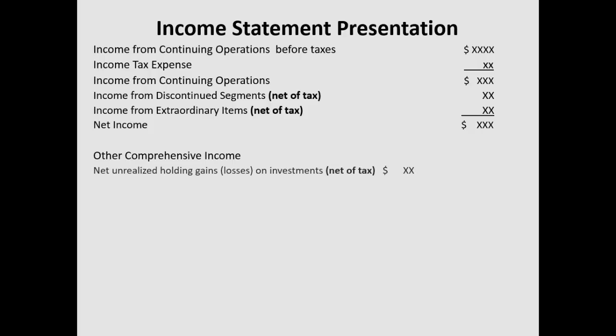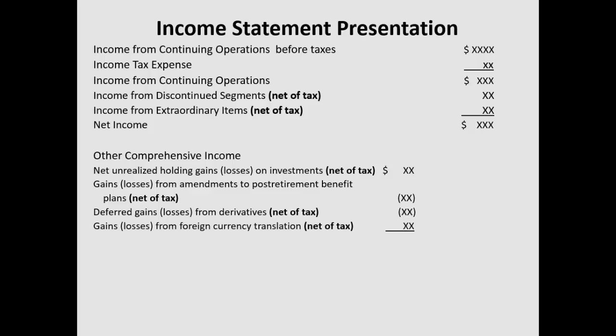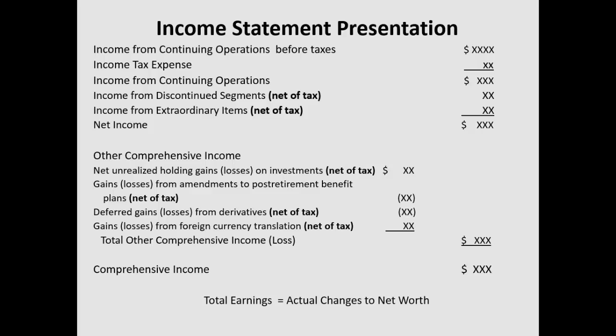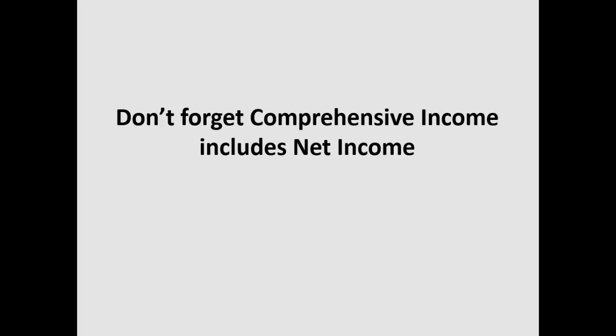Then you show other comprehensive income, and these are net unrealized holdings, gain and losses from investments, from pensions, from derivatives, and from foreign currency translation, not foreign currency transactions. That's different. That gives you total other comprehensive income. Finally, the final number is comprehensive income. It's just the terminology that can get confusing. Total earnings now should equal your changes in your net worth. So you're maintaining historic cost, but you're also able to show what fair value is.